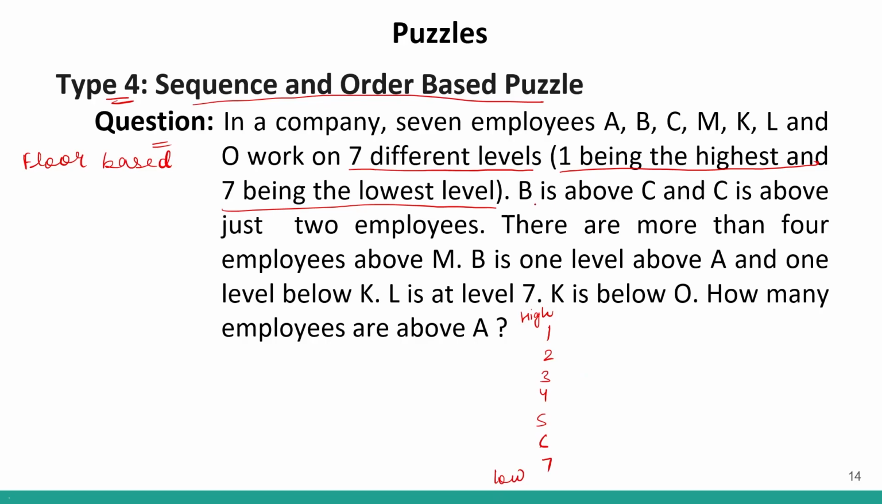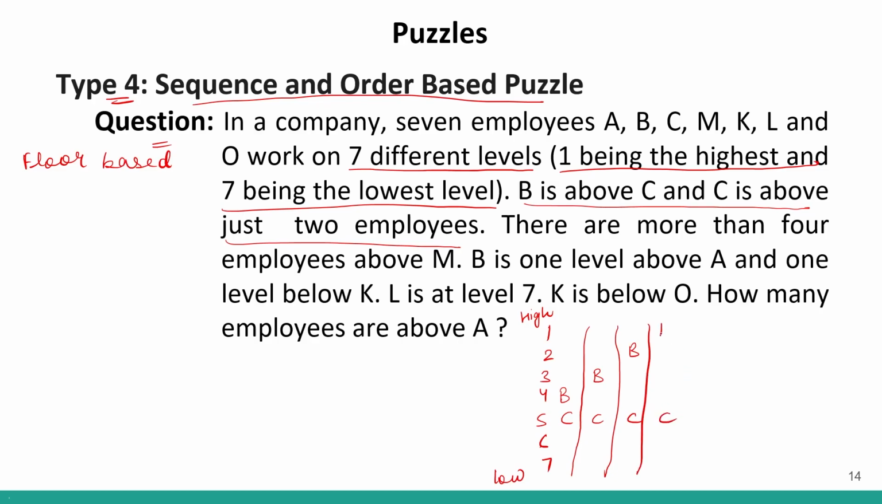Now, it is given to us B is above C and C is above just 2 employees. So C is above 2 employees, that means C will be at the 5th position. Correct? C will be at the 5th position because C is above just 2 employees. So 2 employees will be below C. And B is above C, so B can be in any of these 4 positions. So now we have 4 possibilities. I was telling you that you can have multiple possibilities. B can be at any position from 1 to 4, because it is not given to us that B is immediately above C. It is given to us that B is above C. He could be at any of the floors.